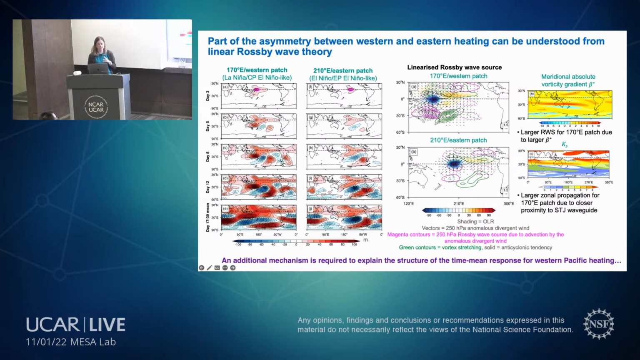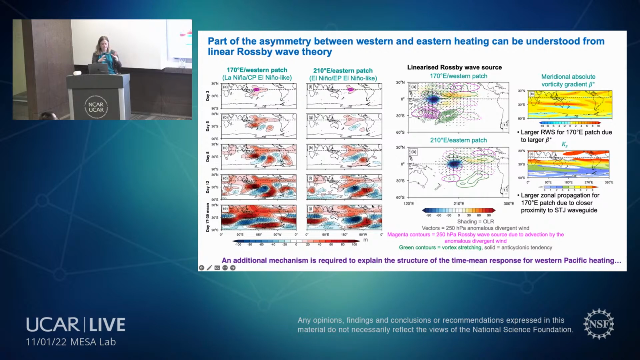And we also see this larger response, at least initially, in this western heating patch, again, because of the proximity to the subtropical jet, which promotes this larger Rossby wave source anomaly, which we can see with these solid contours, comparing the 170 degree east experiment with the 210 degrees east experiment. So it is clearly larger for the western heating patch.